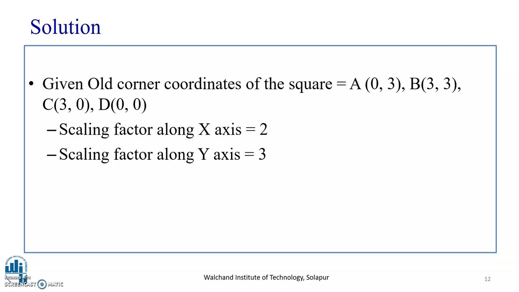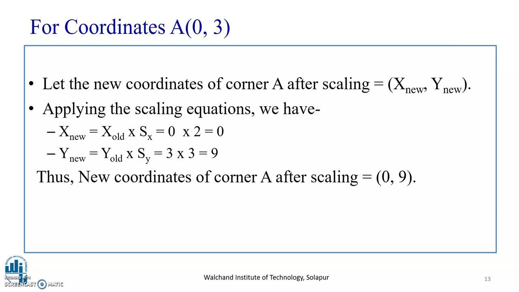The given corner coordinates of the square are A(0,3), B(3,3), C(3,0), D(0,0). The scaling factor along the x-axis is 2 and the scaling factor along the y-axis is 3. Now, using the stepwise approach, for every coordinate we apply the formula. Let the new coordinates for corner A after scaling be... For each coordinate we are going to apply the scaling formula and then we are going to get the scaled answer for the square ABCD.